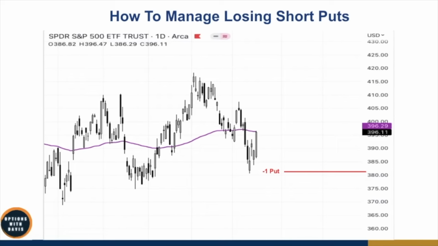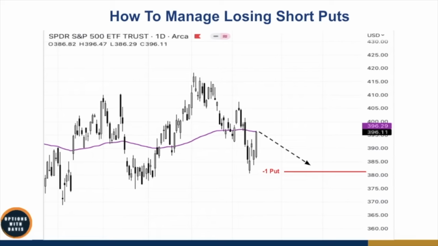So let's say, for example, you decide to sell a short put because you think the market might go up. So right now you have a short put position on. For this example, I use a short put strike of around 382. Let's say the market did not behave as you expected, right? It did not go up. Instead, it comes down.